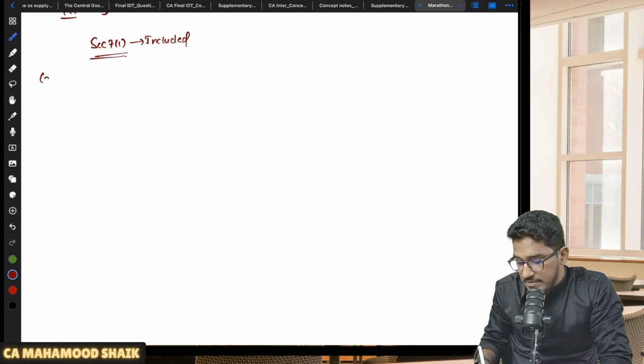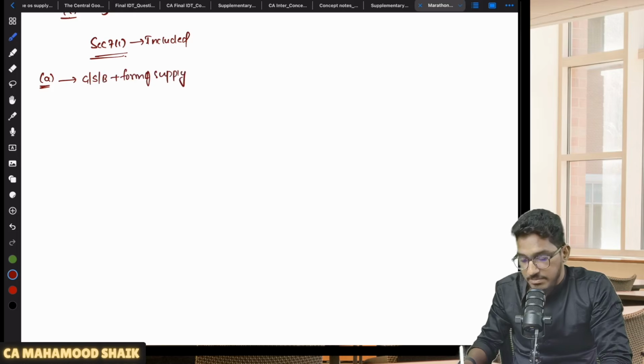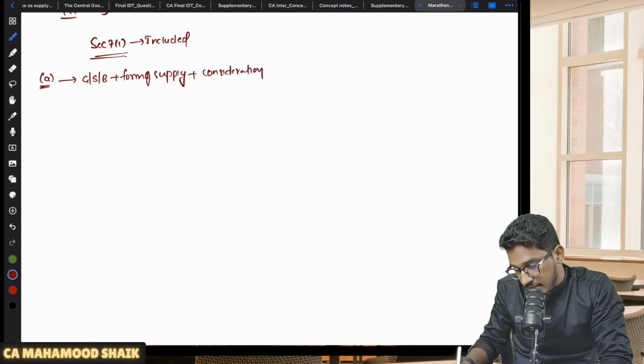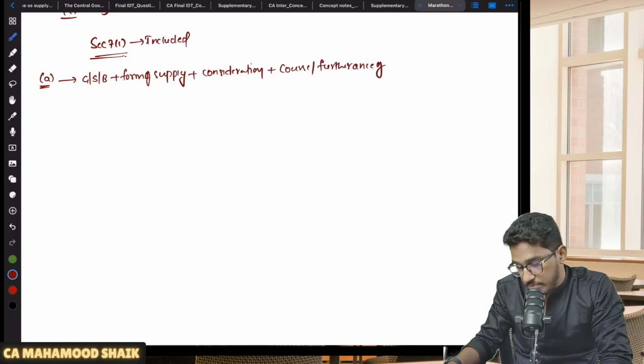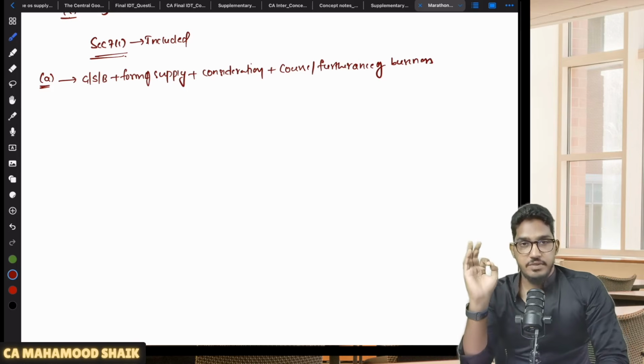So first, section 7, subsection 1, clause A. It says that in order to qualify as a supply under section 7, subsection 1, clause A, there must be either goods or services or both, and some form of supply should have taken place. And there must be consideration, and it must be in the course or furtherance of business. Then an activity will qualify as supply.